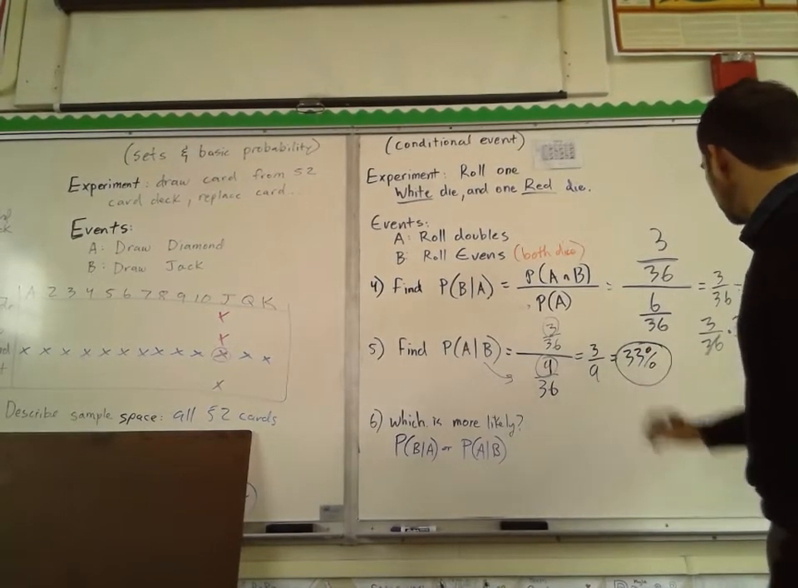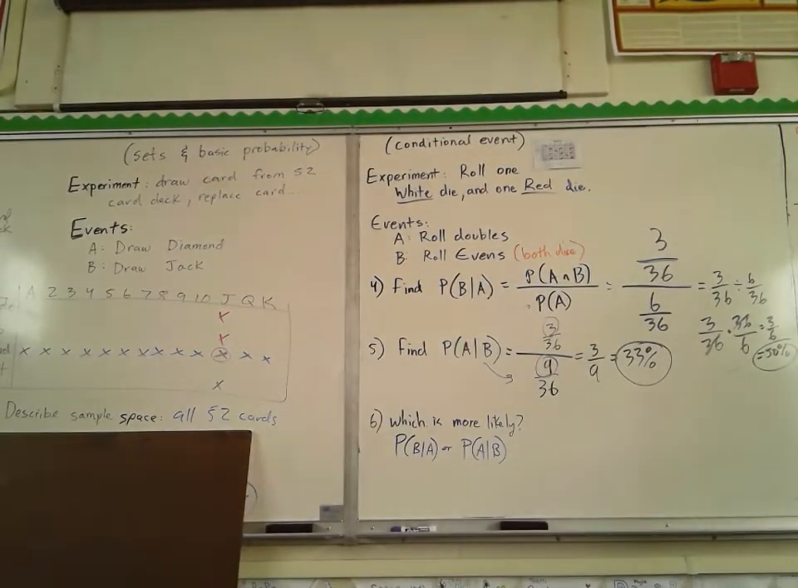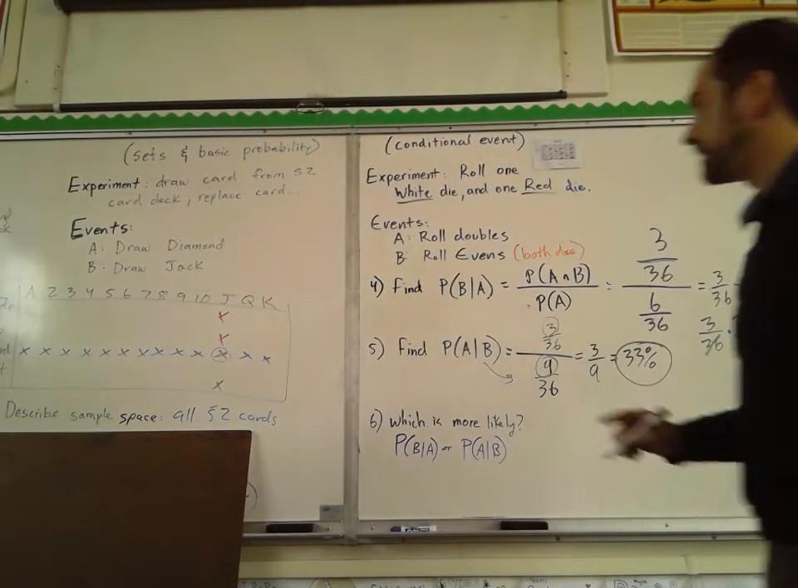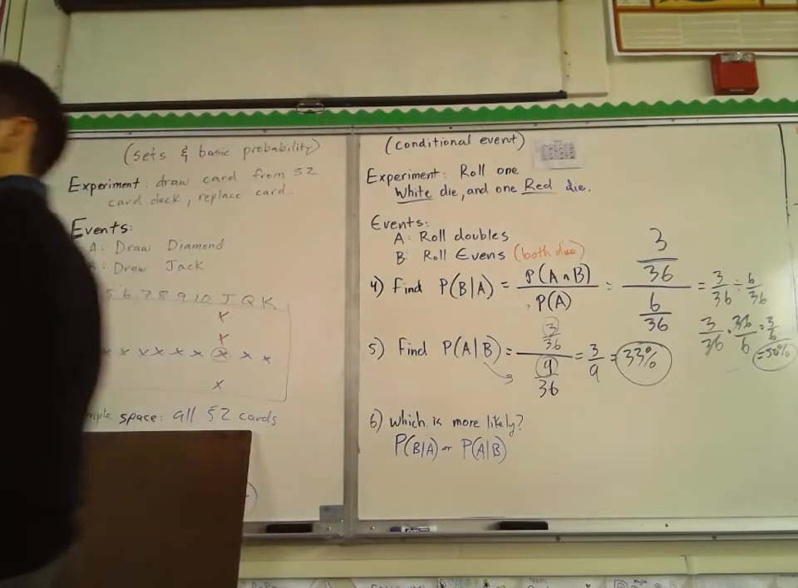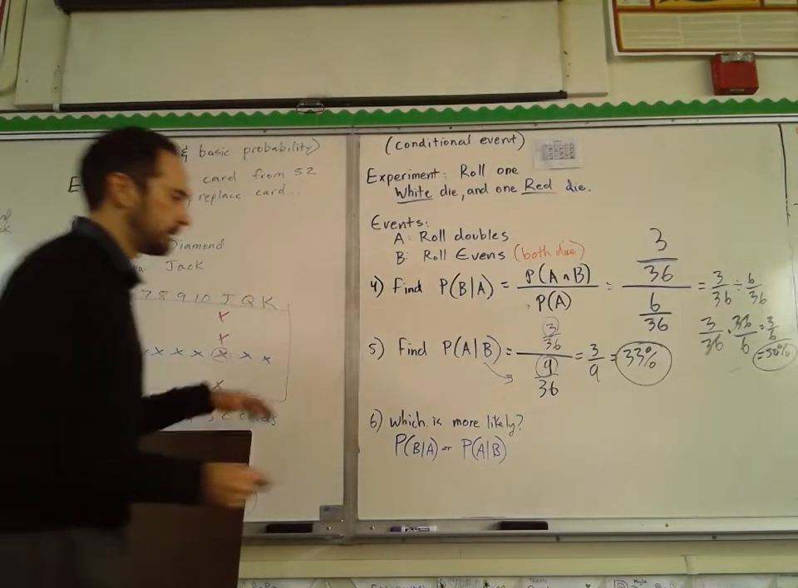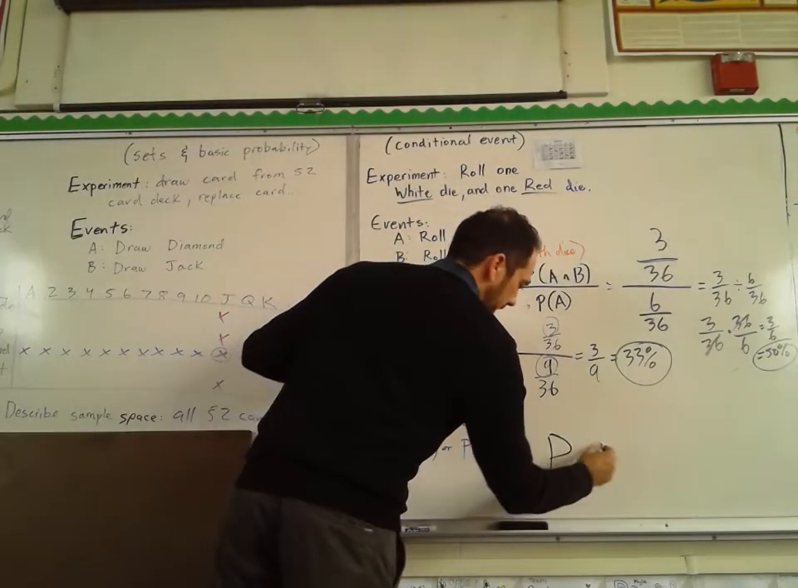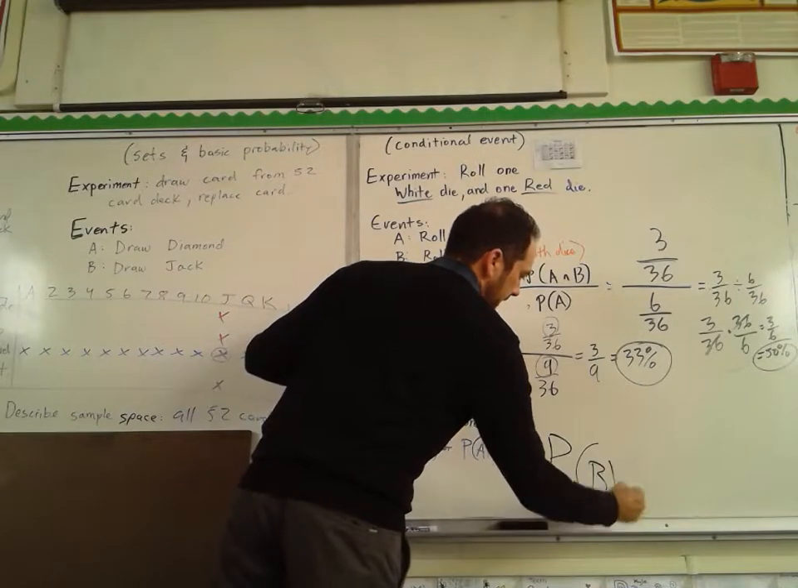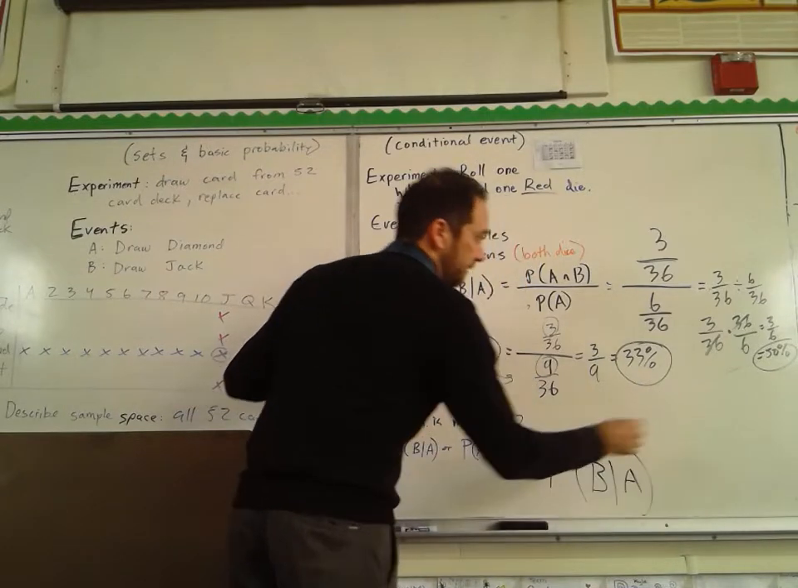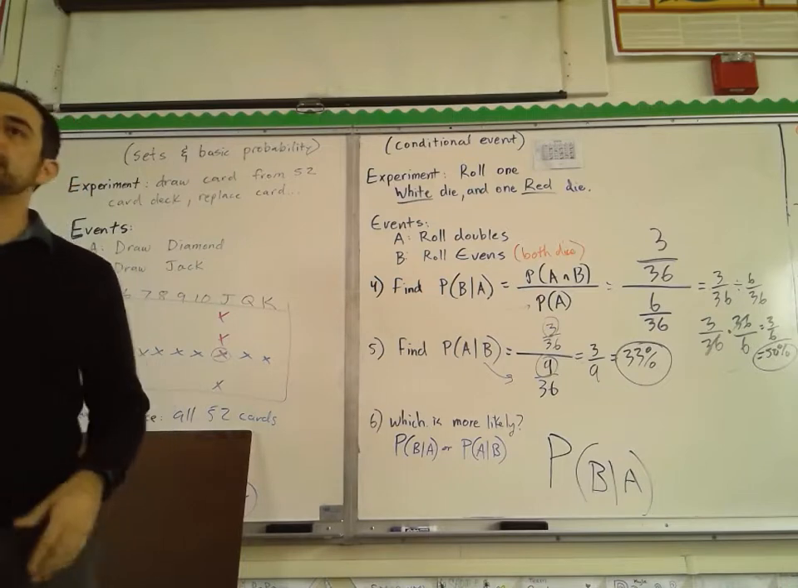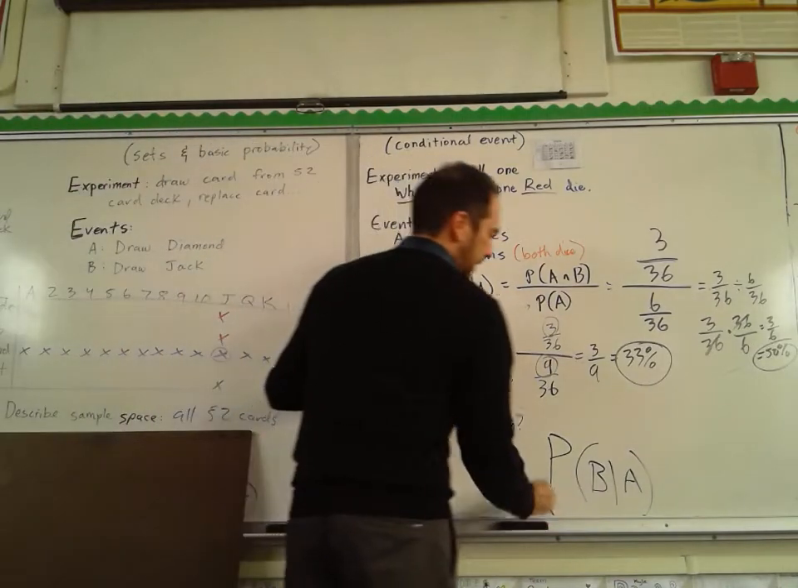Okay, which event is more likely to happen? B given A or A given B? B given A. Probability of B given A, because it's a 50% chance versus 33% chance. All right? So that's our answer for 6.